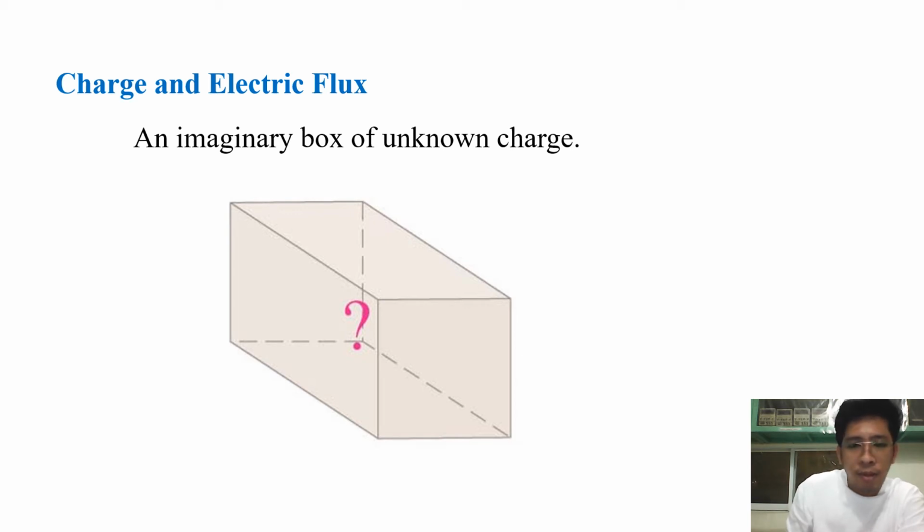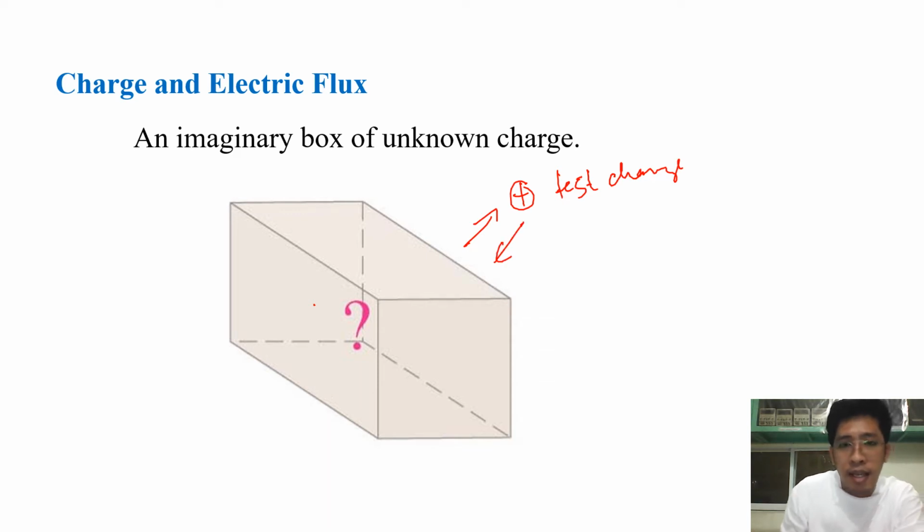If you can remember our previous discussion, you can know that there is a charge here if this box has some electric field, okay? And how do you know that this box has some electric field? You can put here some test charge. Now if this test charge experiences a repelling force, then you can tell that there is a positive charge inside the box. If instead the test charge experiences an attractive force, then maybe inside the box is a negative charge, right? So that's how we're going to test for the charge inside this imaginary box.